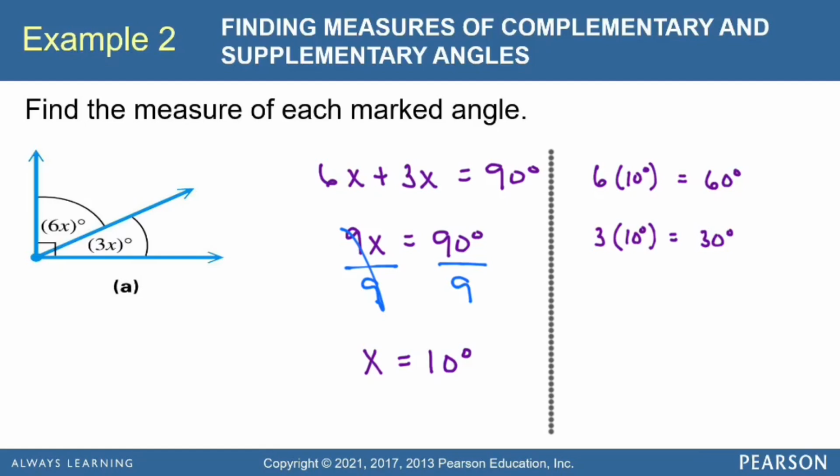And then just for a check, we want to make sure that our two answers do add up to 90 degrees. And you can do that mentally, of course, but I wrote it down here. 60 degrees plus 30 degrees is 90 degrees.